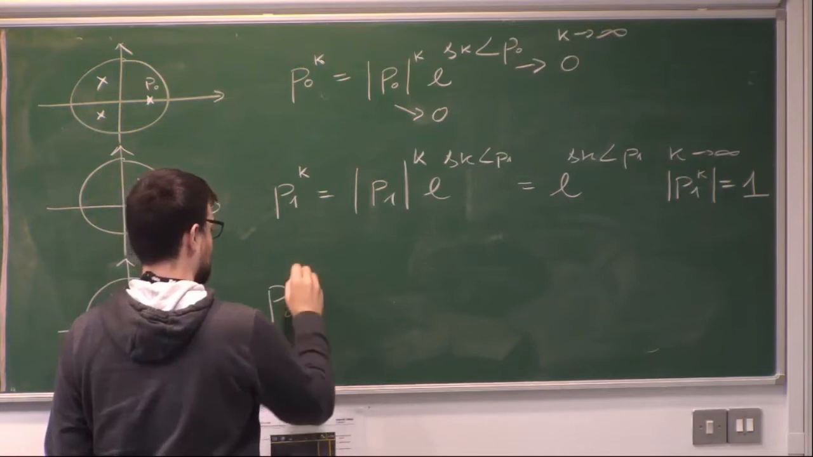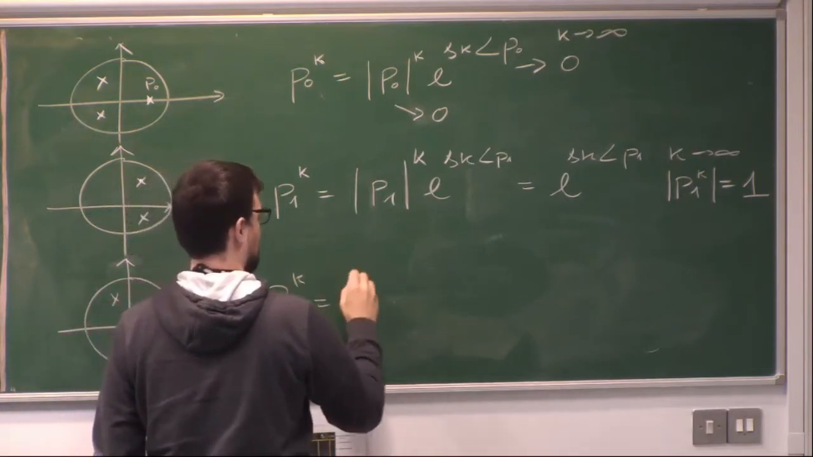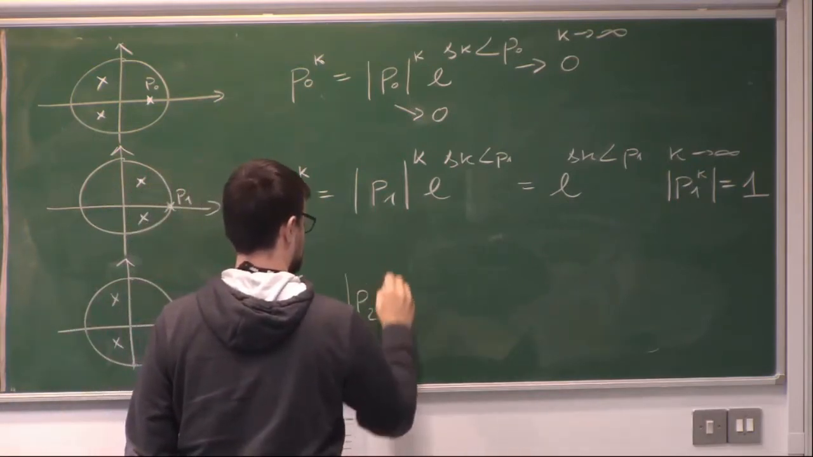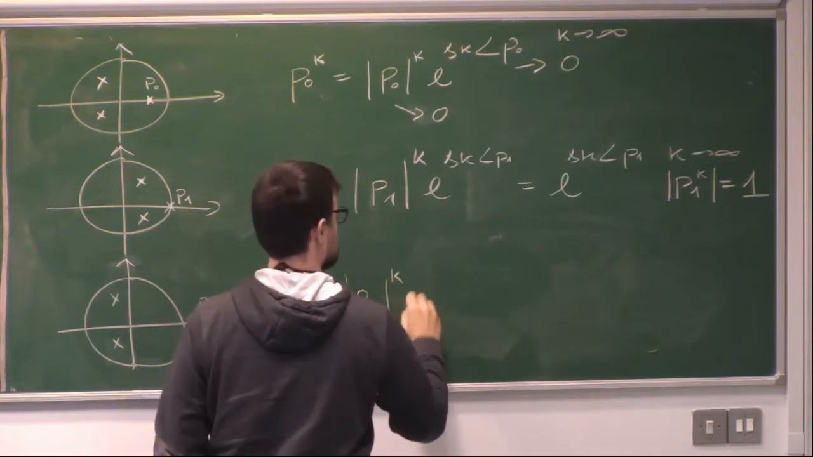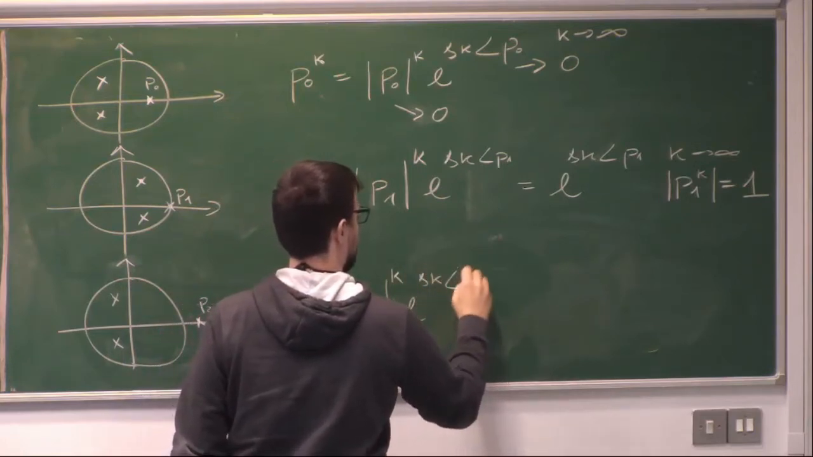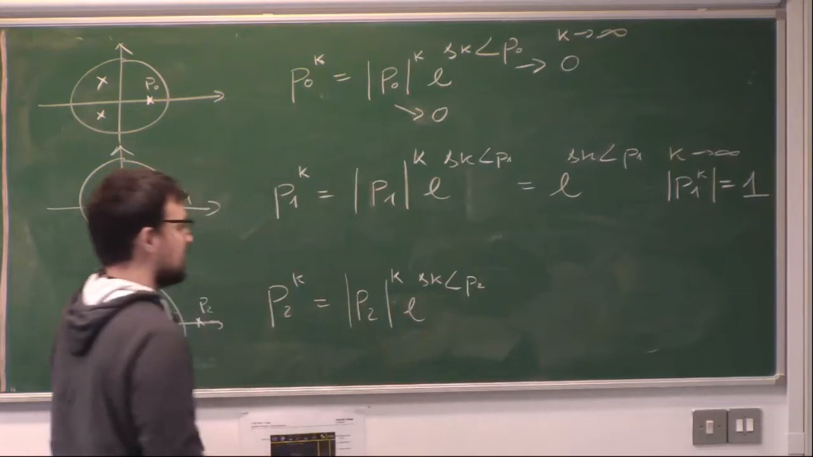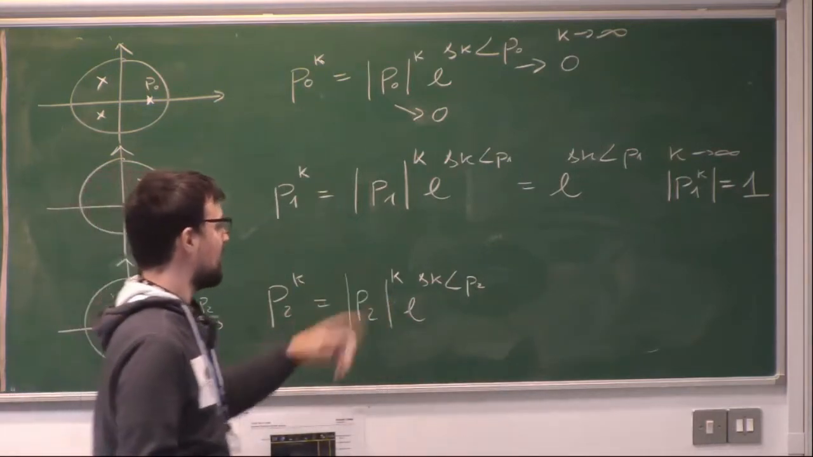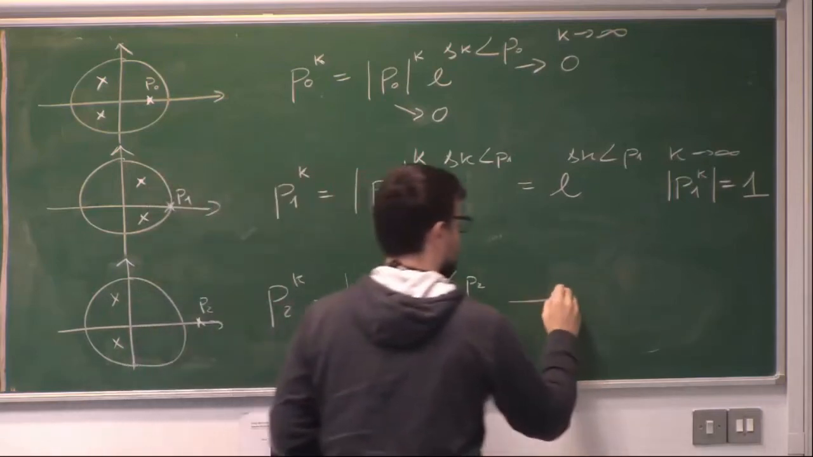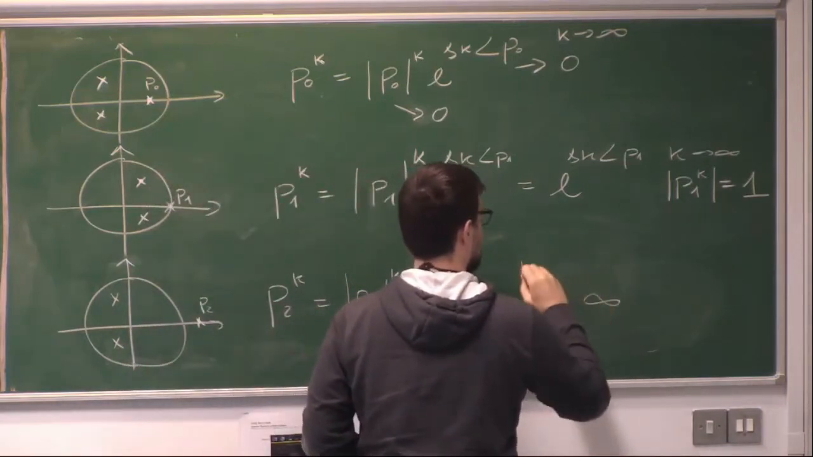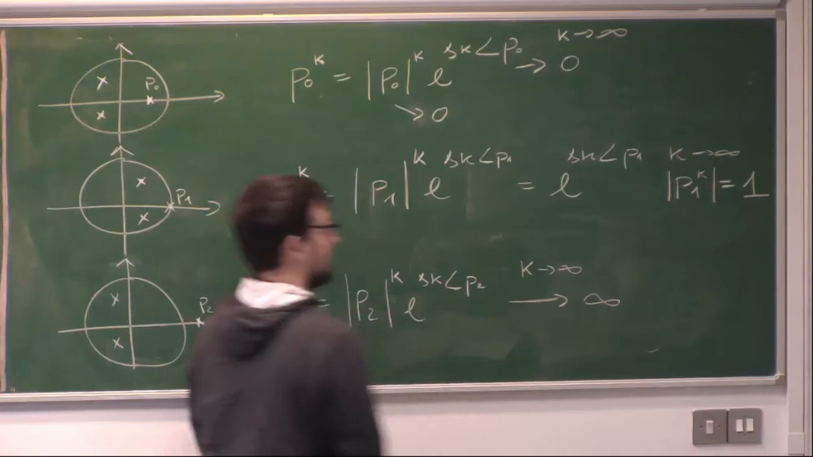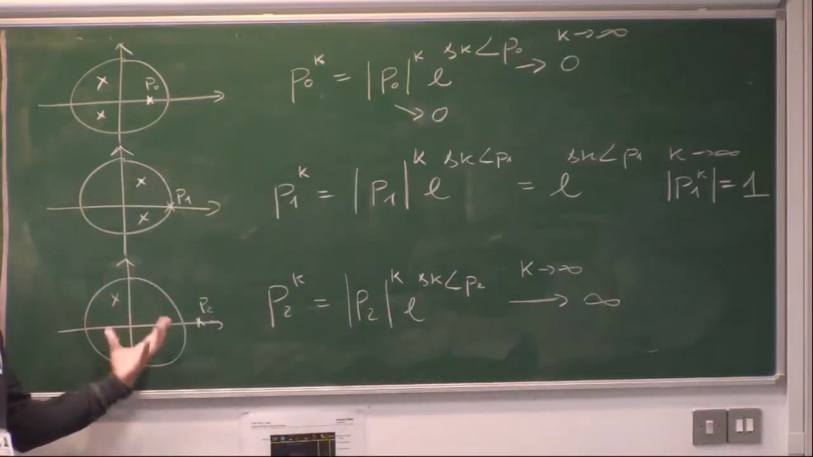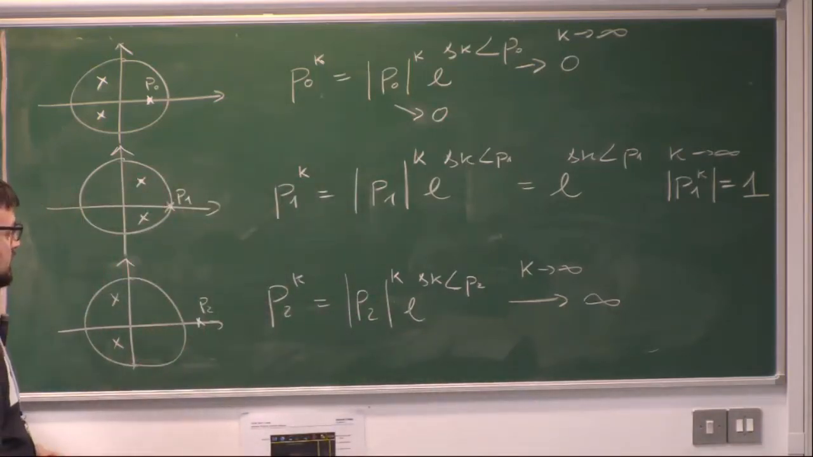Then we have p2 to the power k equal to the absolute value power k times the rotation. Now what we see is that since this absolute value is greater than 1, this power is going to infinity. So all these numbers go to infinity as k goes to infinity. Okay? So if the poles are outside the circle, then the system will be unstable.